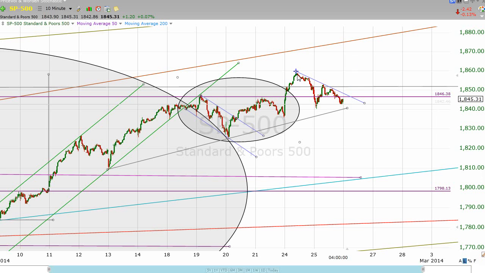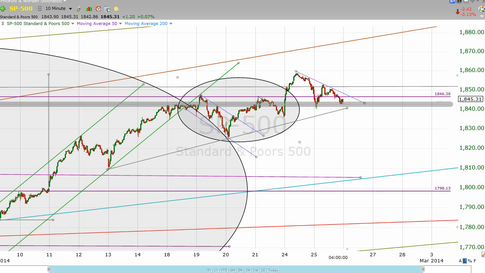I want this high to get beat, and to get beat by a decent amount before I'm willing to say with a decent level of confidence that our inverted pattern here is going to be pushing us into the 1900s.